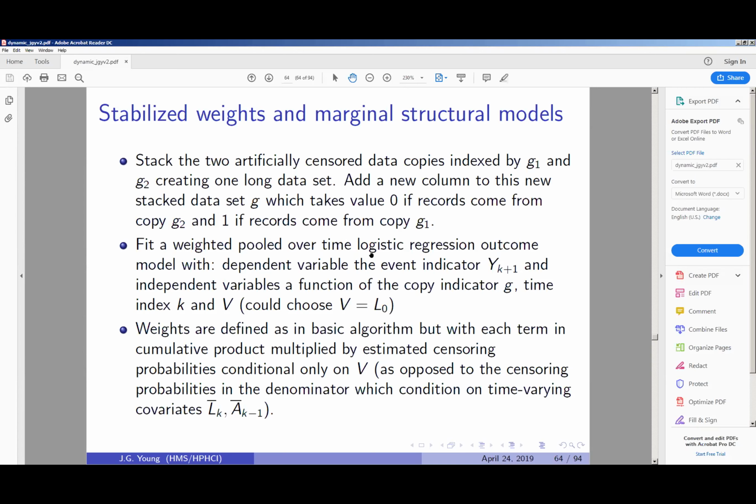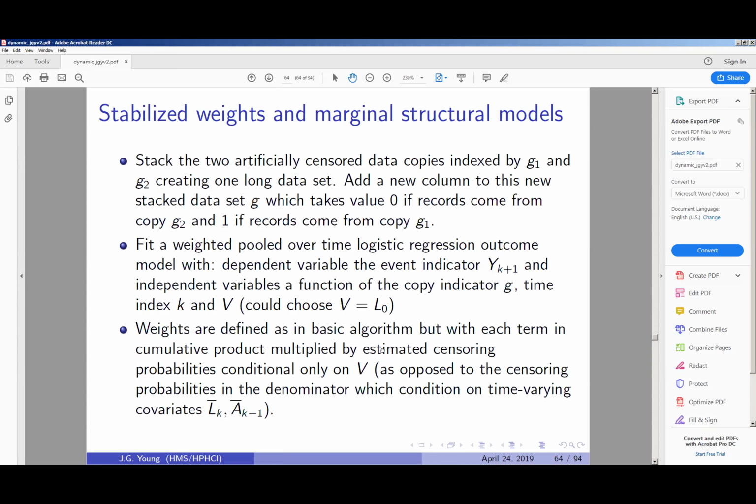And then we can fit a weighted pooled over time logistic outcome model with dependent variable Y, the Y column, and independent variables, a function of which copy the data came from, time, and also V. And again, we could choose V to be a subset of L0 or all of L0. The bigger we choose V, the more variables in V, the more we're going to be able to stabilize the weight, but the stronger our model assumption is going to be, because we have to make more assumptions about the relationship between more variables.